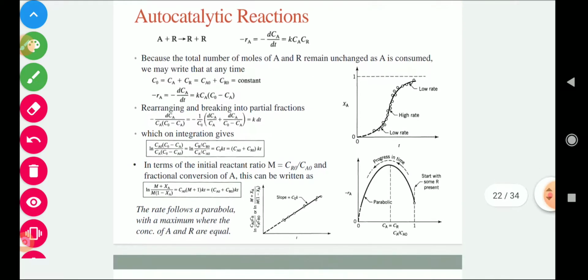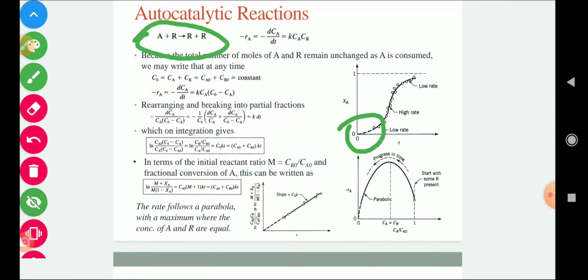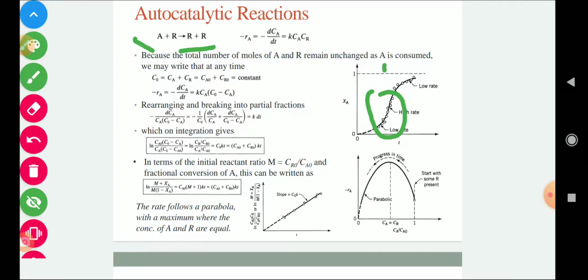So here we have a large increase in rate of reaction, but after some time, as the reaction proceeds, the reaction mixture mainly has R and a small amount of A. Now there is only a small amount of A available to react with R, so again the reaction starts declining, and when all the A is consumed, the reaction stops at x equal to 1, and this graph becomes flattened.